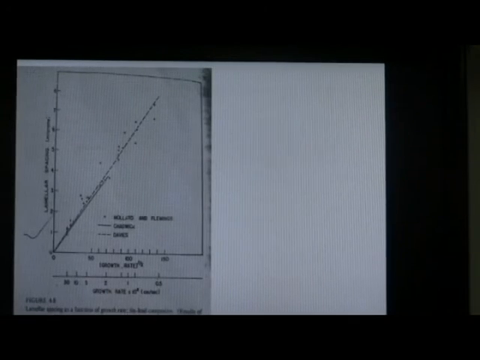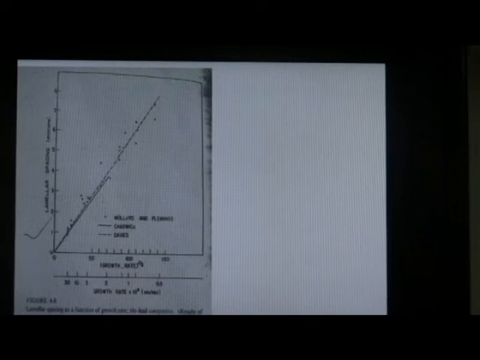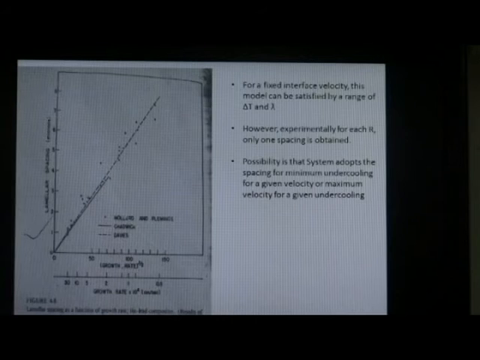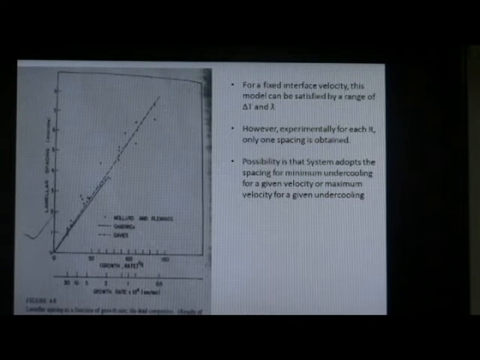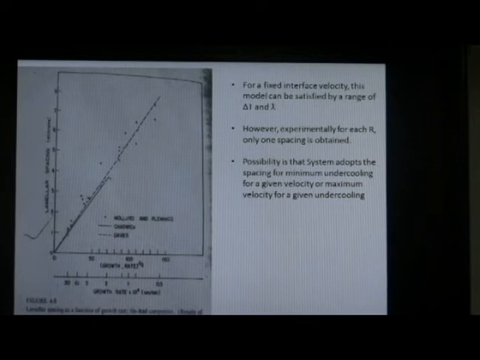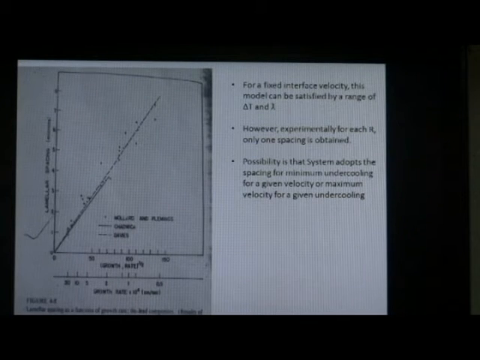This figure shows lamellar spacing as a function of growth rate in a tin-lead composite. This is a result of Jackson and Hunt. For a fixed interface velocity, this model can be satisfied by a range of delta T and lambda, where lambda is the lamellar spacing. However, experimentally, for each R, only one spacing is obtained.